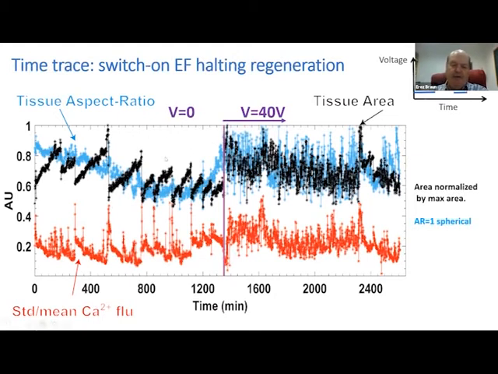The left side is at 0 voltage. The right side is at high voltage that halts regeneration. And you see immediately by eye, you don't need sophisticated measures to see that something dramatic is changing when you apply the voltage. Both the area and aspect ratio start to fluctuate like crazy, as well as the level of fluctuation, the standard deviation over mean. There is a high frequency in time that starts to play a role here. But there are interesting correlations that I'll come to in a moment. And at 0 voltage, it's much more relaxed, but still there are peaks in standard deviation over mean that are interesting for the morphology.